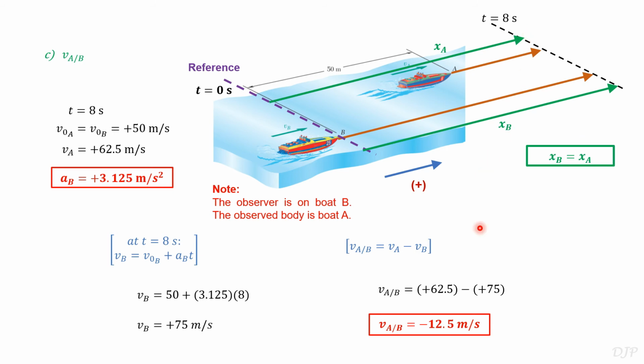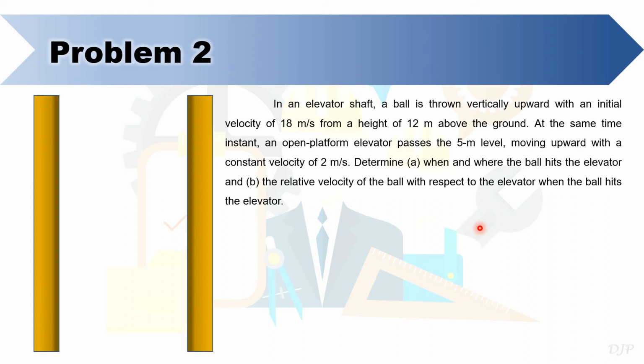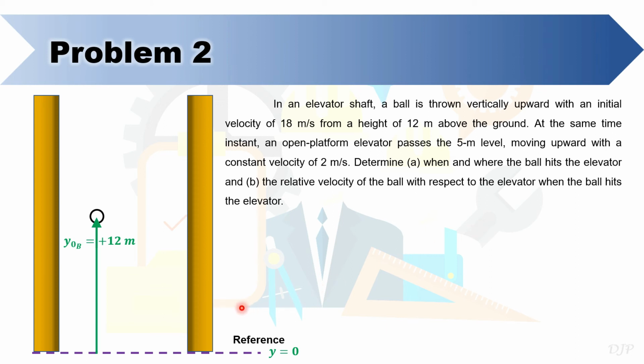Let us now proceed with our second sample problem. In an elevator shaft, a ball is thrown vertically upward with an initial velocity of 18 meters per second from a height of 12 meters above the ground. At the same instant, an open platform elevator passes the 5-meter level, moving upward with a constant velocity of 2 meters per second.